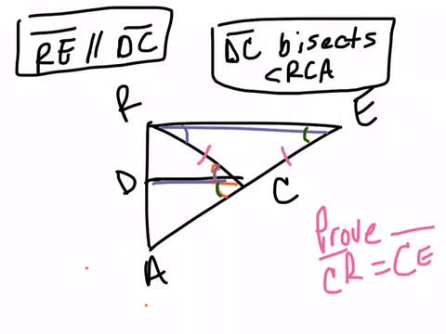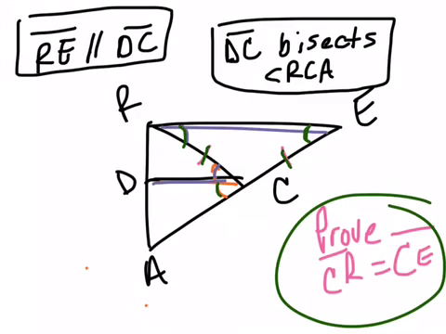So now what we have in this triangle here is we have proven that these two angles are congruent. And just like the base angle theorem says, since those angles are congruent, these sides must also be congruent, and that's exactly what we're trying to prove.